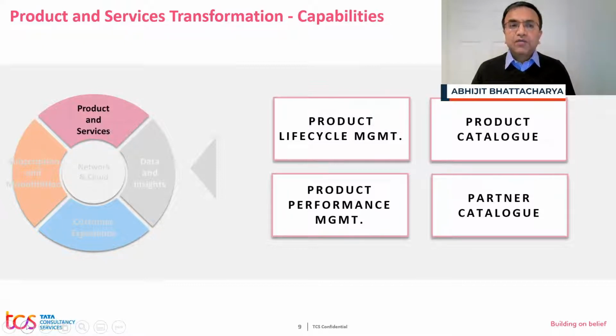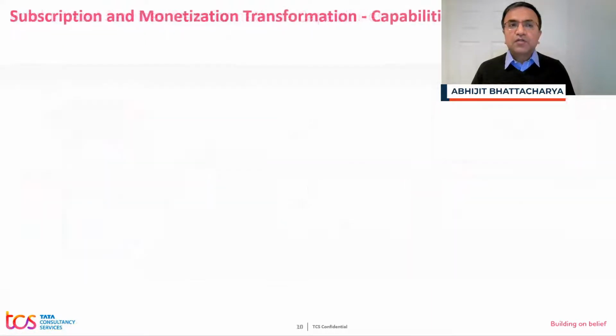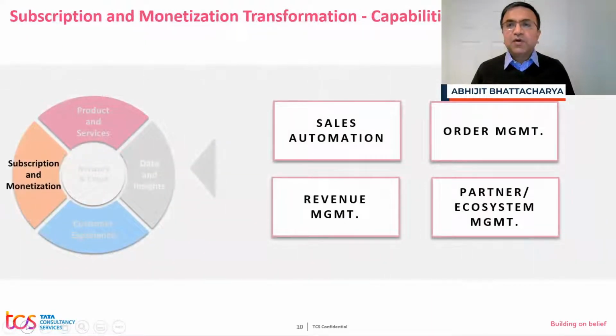Now that we have talked about products and services, let's talk about subscription and monetization. So once you have defined the product, you need to sell the product, you need to fulfill the product, you need to invoice the product, and then you have to provide the in-life services for the product. Some of the capabilities here are sales automation, order management, revenue management, and partner ecosystem management.